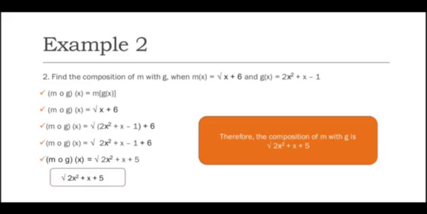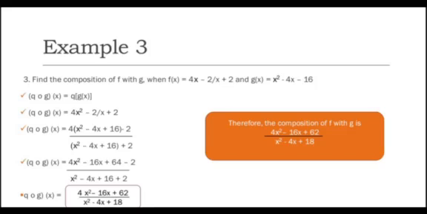Just like the first example, we will also write the equation. So, this is the equation. So, use the m function in the equation, which is square root of x plus 6. Let us substitute the x with the dependent function. Remove the parentheses and let us subtract the like terms. After subtracting, we now have the answer, which is square root of 2x squared plus x plus 5. Therefore, the composition of m with g is square root of 2x squared plus x plus 5.